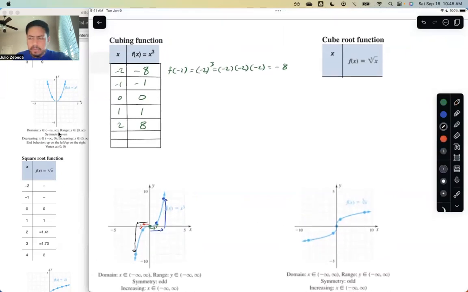And then finally, the cube root function, I believe, is the last one that we'll point out in its most basic form. Let's see.